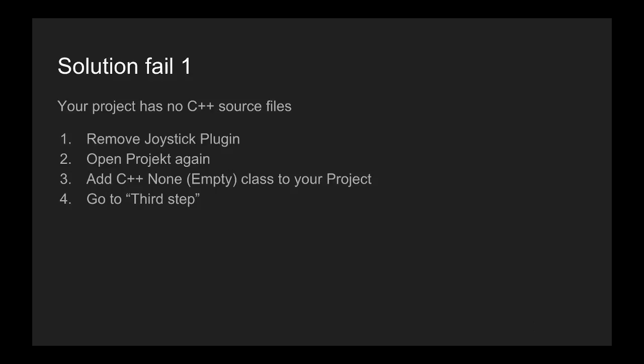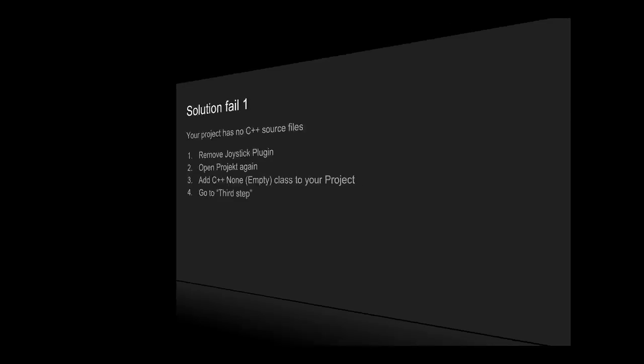Your project has no C++ source files, so you have to create some. Remove the joystick plugin from the project, open the project again without the joystick plugin and create via the menu point add C++ class an empty or none class to your project. If the editor and the compiler are done, close your project. Then you can go to the third step.